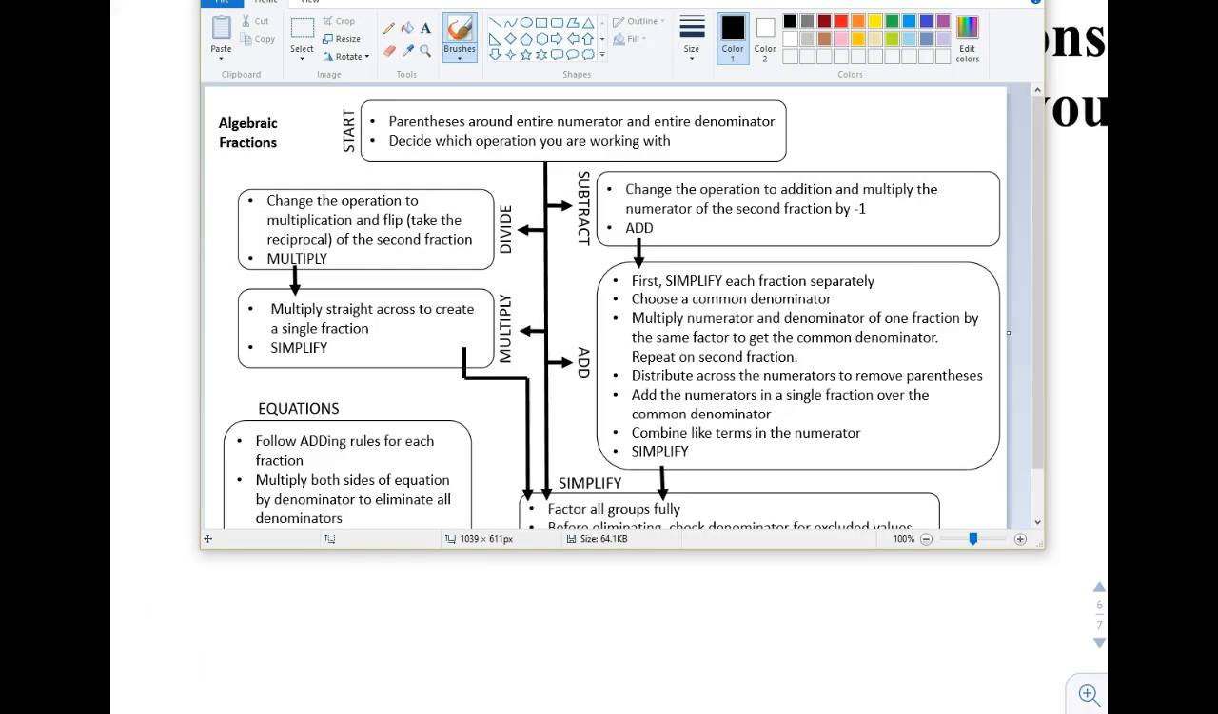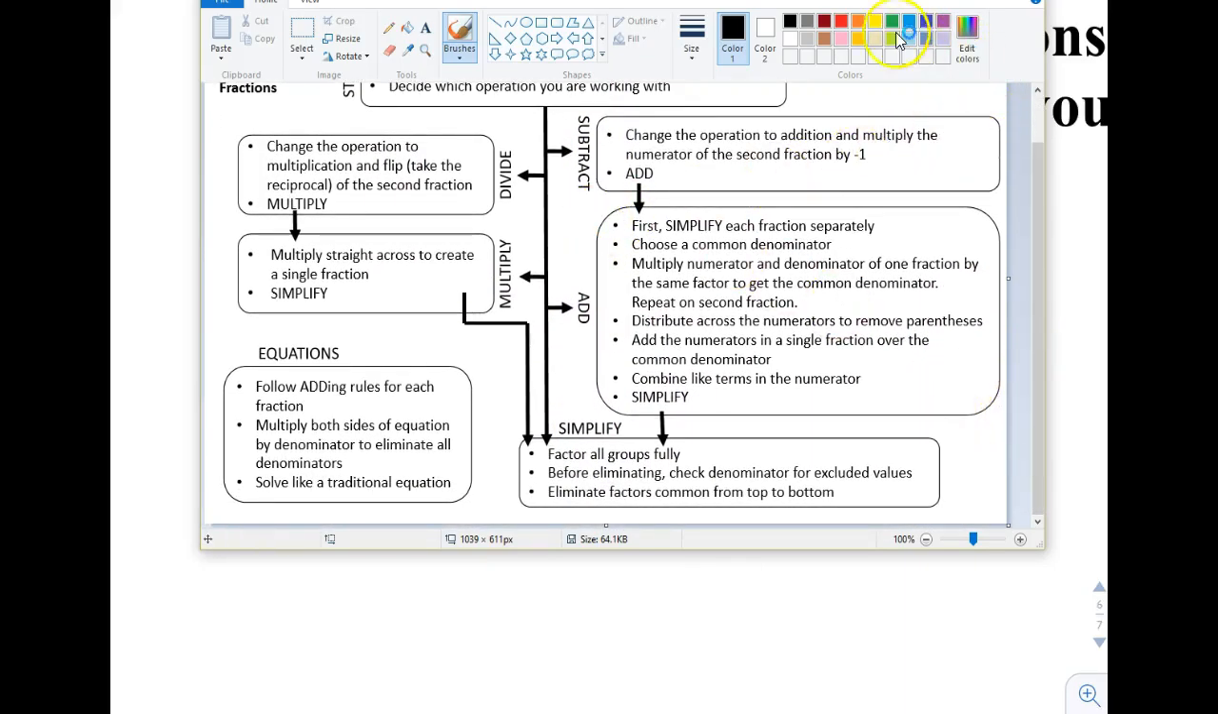Now, if you check out the flowchart, you'll notice that everything is very connected together, except over here in the corner, we've got equations has no friends here. So let's look at this and see if we can follow this pathway here. For equations, it says follow the adding rules for each fraction. And by follow the adding rules, what we're really saying is let's get ourselves common denominators and combine like terms on the same side of the equal sign. So then we will proceed to these other steps.